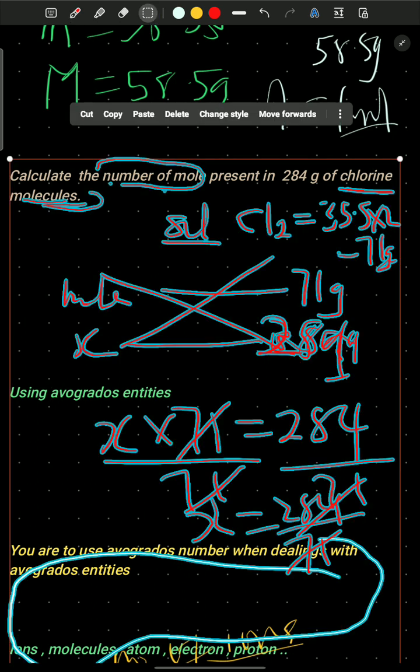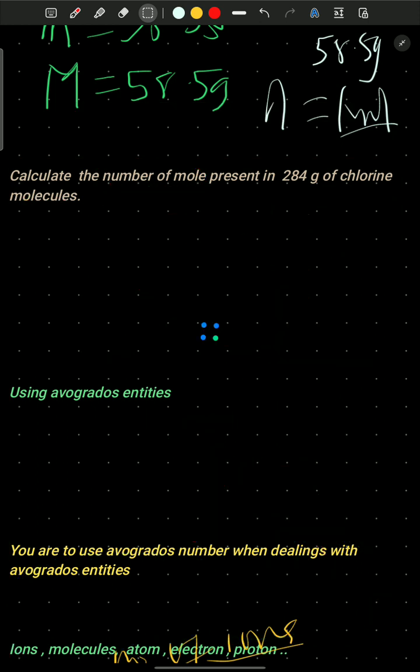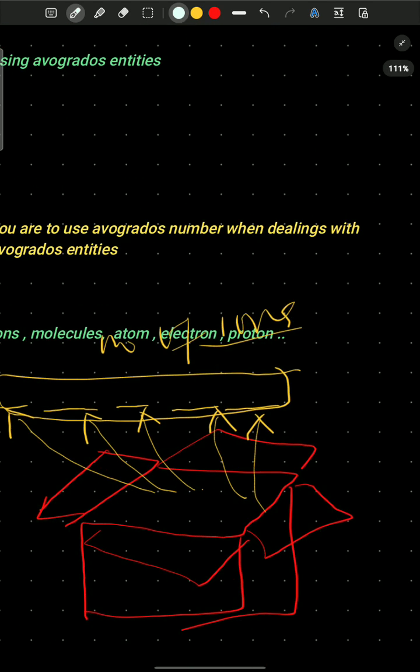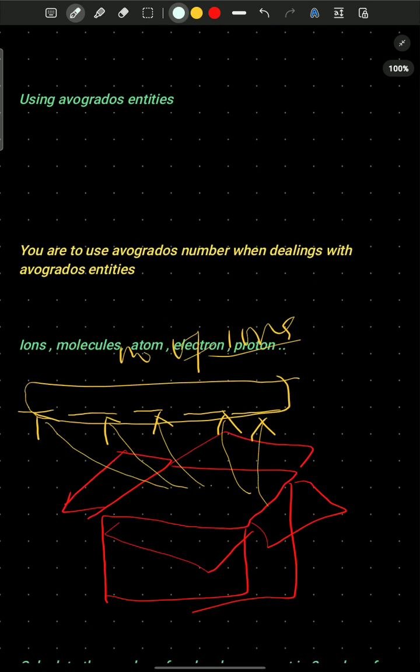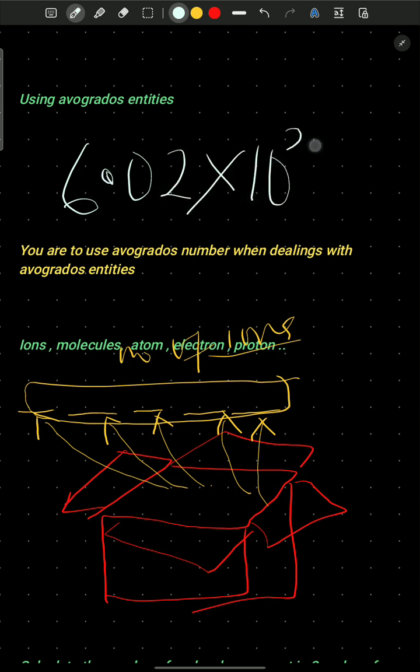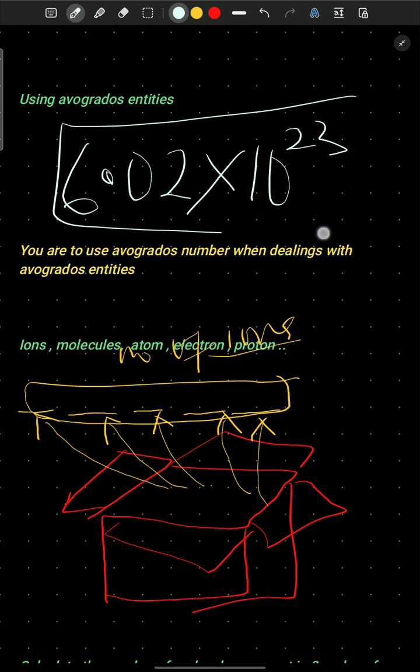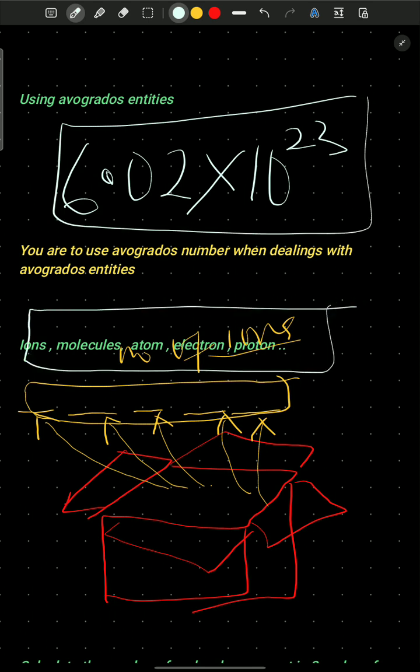But now let's see the difference in the question. I hope you understand what I'm trying to say, that in this aspect the chlorine molecules mean Cl2. Now, like I said, we are to use Avogadro's number, which is 6.02 times 10 raised to power 23. So anytime we are asked to find any of the Avogadro's entities, we use the Avogadro's number.